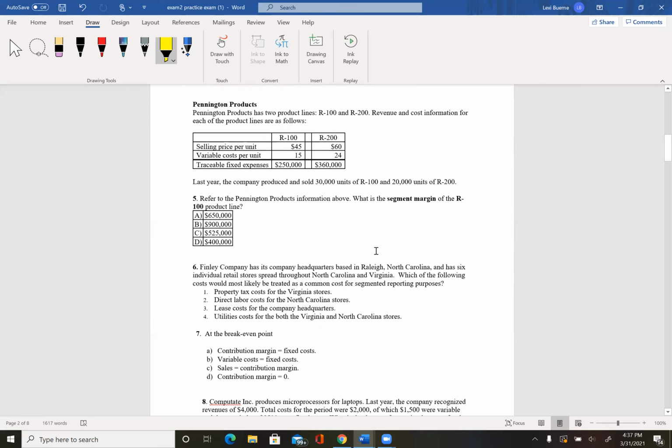And then for 5, Pennington Products has 2 product lines, R100 and R200. Revenue and cost information for each are as follows. So it gives you the selling, the variable, and the fixed expenses. And it just asks what's the segment margin.